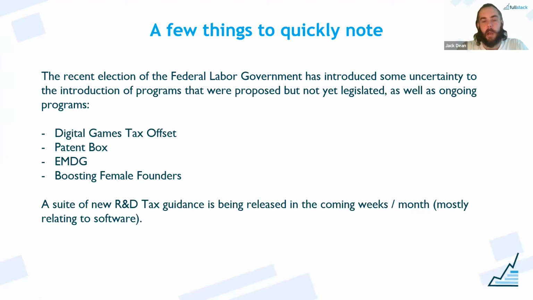Some of the other schemes, such as the EMDG and the Boosting Female Founders, are either on hold because they're currently processing applications, or the government is being briefed. So there will likely be some changes in some of those programs, but what those changes are, we're not too sure yet. So we'll be keeping everyone updated on those. There's also a new suite of R&D Tax Incentive Guidance that is being released sequentially over the coming weeks or months. And a lot of that will be specifically relating to software. So we will likely have further webinars or updates by newsletters, articles on our website, etc., when those become available.